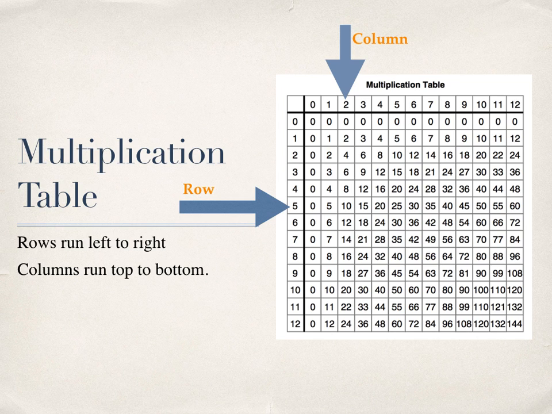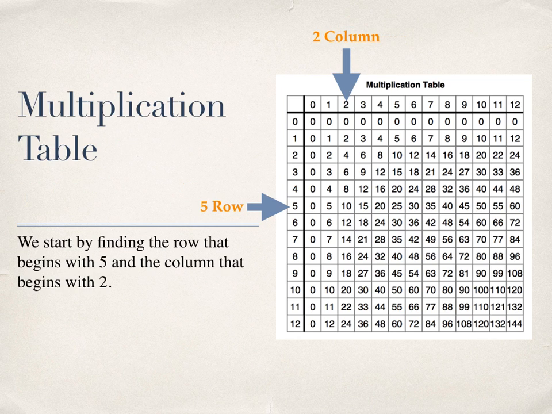Rows run left to right. Look at the arrow pointing to the 5. That is the 5 row. Columns run top to bottom. Look at the arrow pointing to the 2. That is the 2 column.